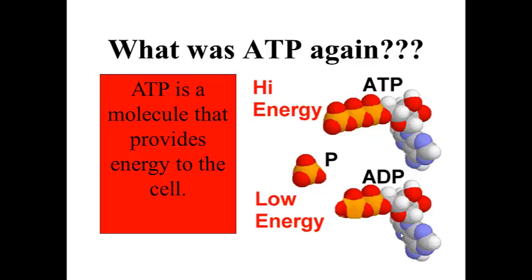Okay, so ATP. It provides energy to the cell. There's a difference between ATP and ADP. ATP is adenosine triphosphate. Tri means 3. ADP is adenosine diphosphate, meaning 2. So ATP has 3 phosphates, ADP has 2 phosphates, and that is where the energy exists, in the bonds between the phosphate groups.